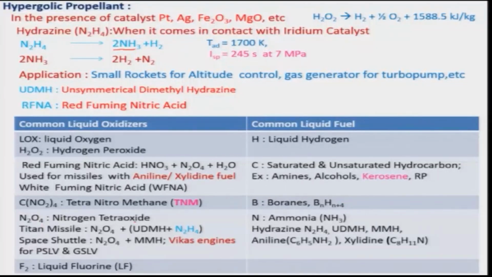And nitrogen tetroxide is profusely being used. It has been used in the Titan missile, as nitrogen tetroxide with a mixture of UDMH and hydrazine. And in the space shuttle also, nitrogen tetroxide is being used as oxidizer and MMH as fuel, in the Vikas engine for PSLV and GSLV. And of course, liquid fluorine is a very exotic oxidizer which can provide a higher ISP along with liquid hydrogen, but it has not been used very much due to its corrosive nature.